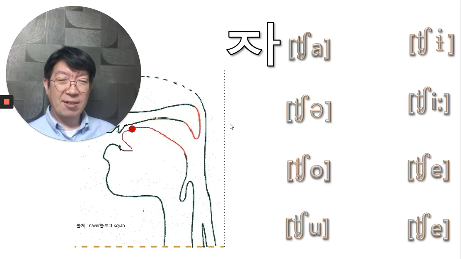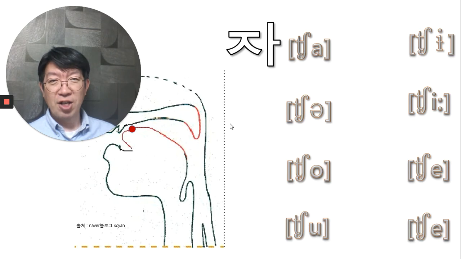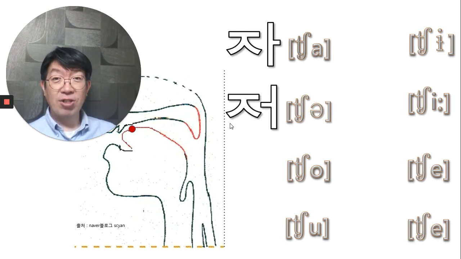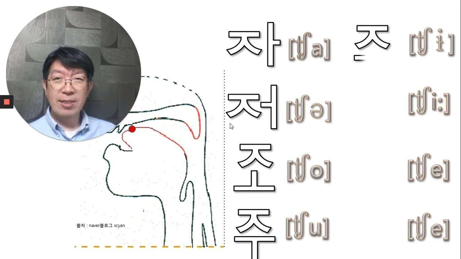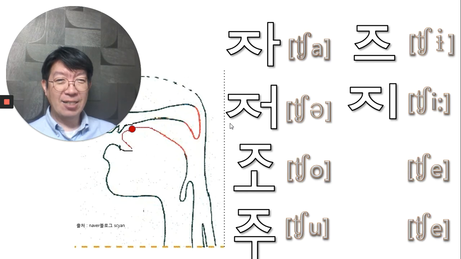This is not z, the z. So this is not z. At the back of the tongue, a little backward, we use j. So we pronounce ja. And j, o, jo. J, u, ju. And j, i, ji. And j, e, je.